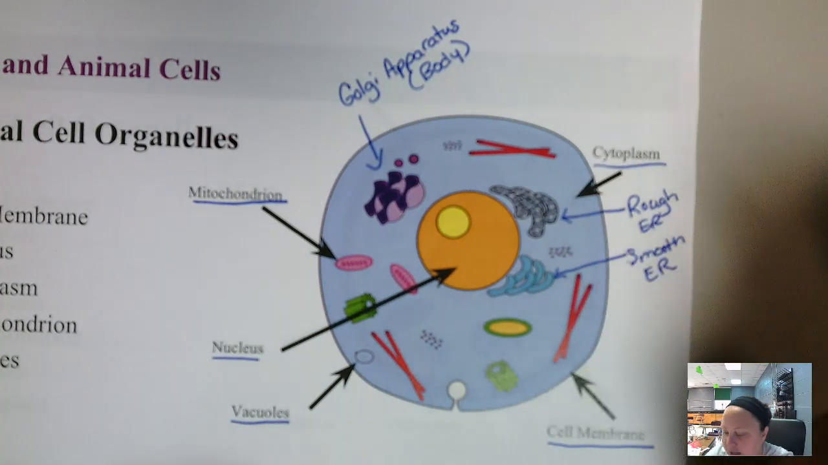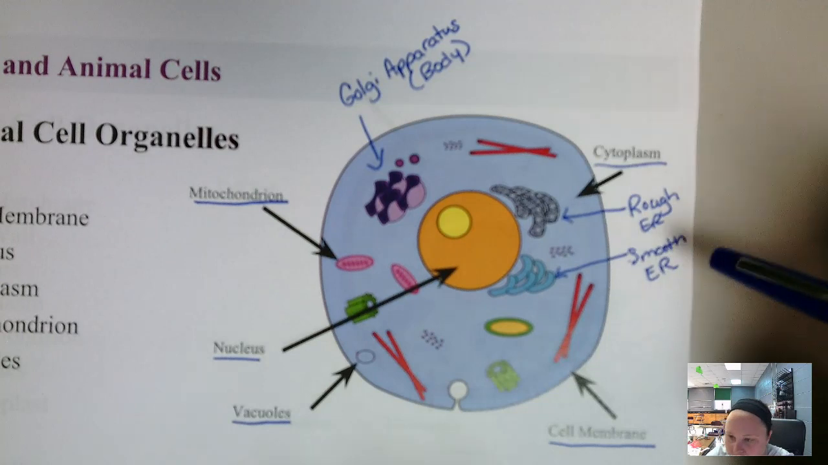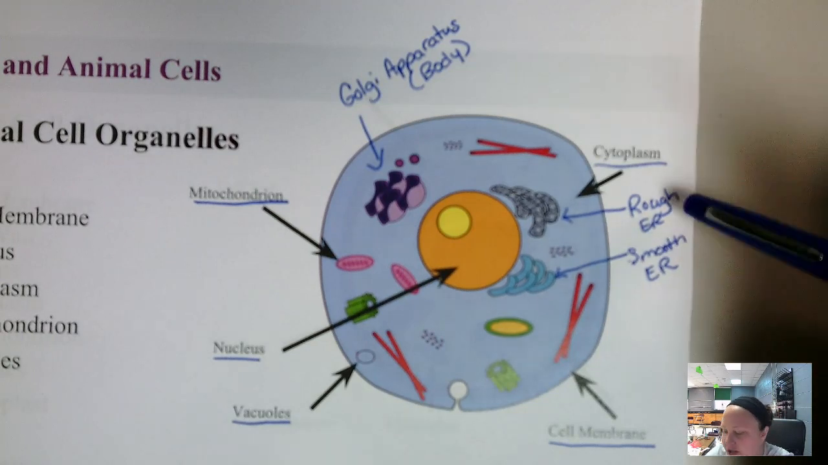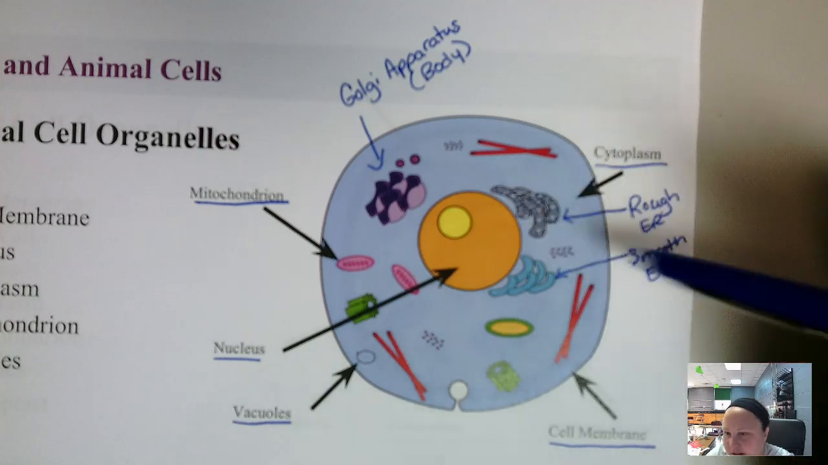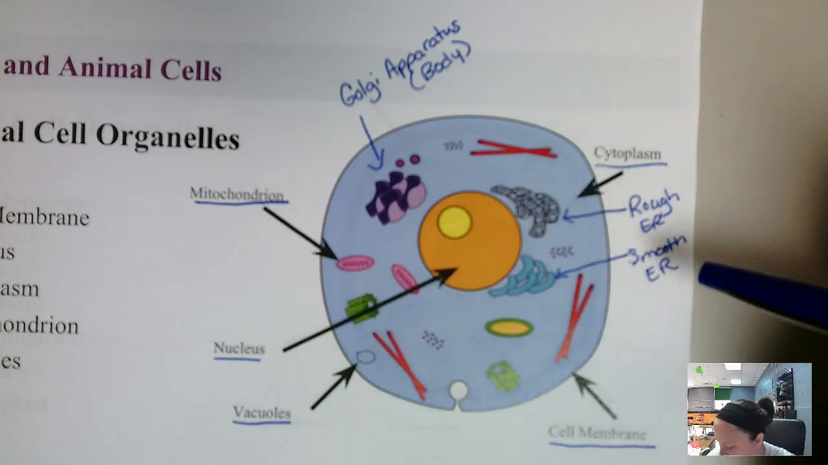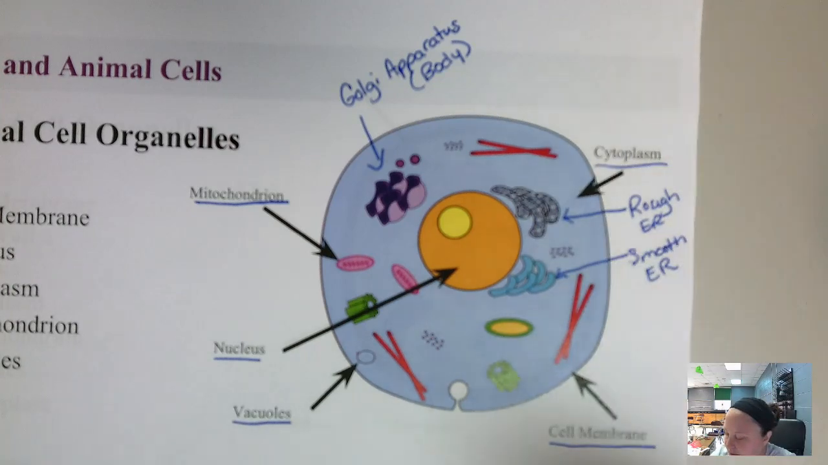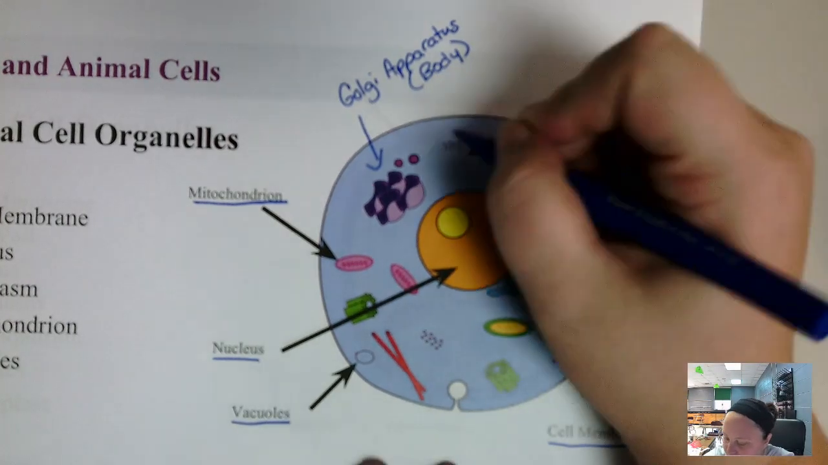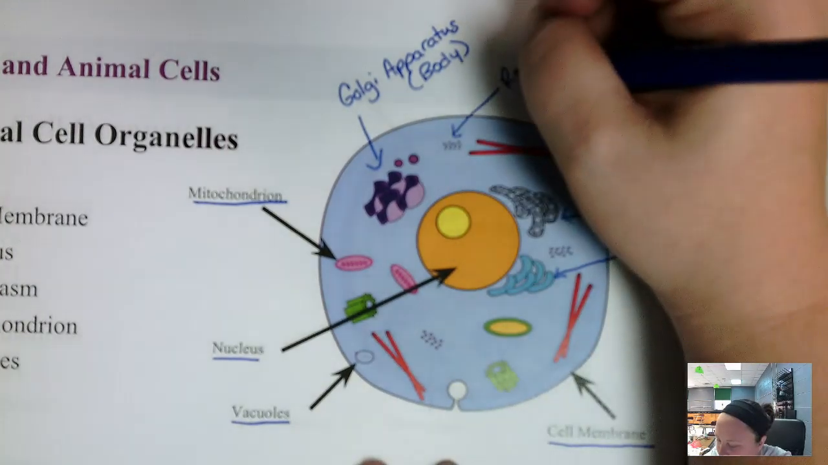And the ER is just short for endoplasmic reticulum. I don't expect you to know that word, but just know rough and smooth ER. The rough has ribosomes on the outside, so that's why it's called the rough. And the smooth does not have the ribosomes. Also, I want you to know ribosomes. They look like the little dots there.